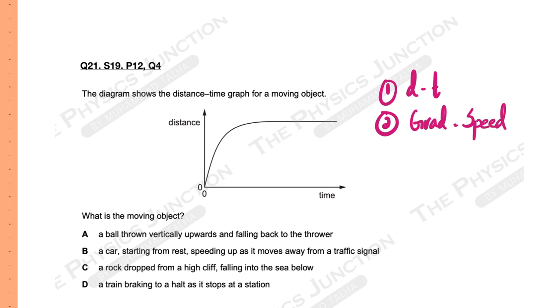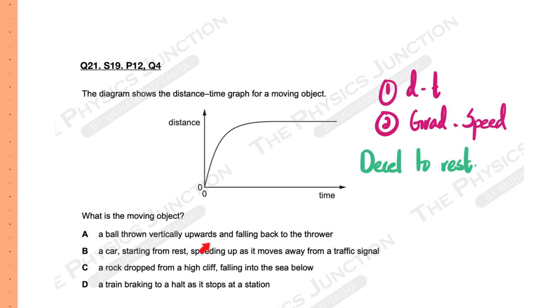And now if I look at this, so initially the gradient is decreasing, this means speed is decreasing, and then the gradient becomes constant, so the gradient becomes 0, so the speed becomes 0, right? So this is something which is decelerating and then comes to rest, right? So let me write this down here, decelerating to rest. Now let's see which scenario here fits this description.